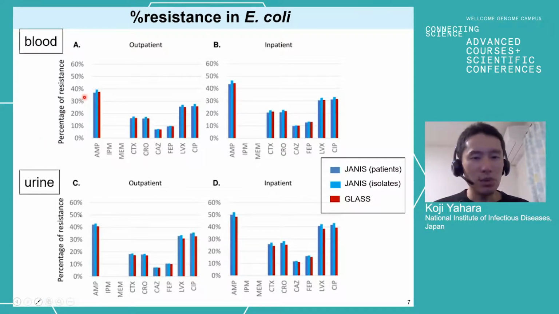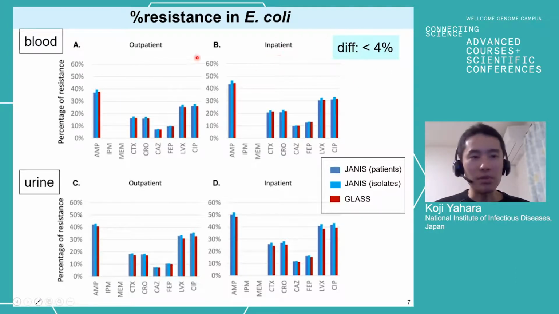The dark blue was calculated using the JANIS method that does not account for the AST results, but just uses the 30 days rule to count patients. The light blue was calculated using the JANIS method that can account for the AST results and count isolates. The red was calculated using the GLASS method. Overall, there was little difference in percentage of resistance to any of the surveyed antibiotics. The difference among the three groups was always less than 4%.